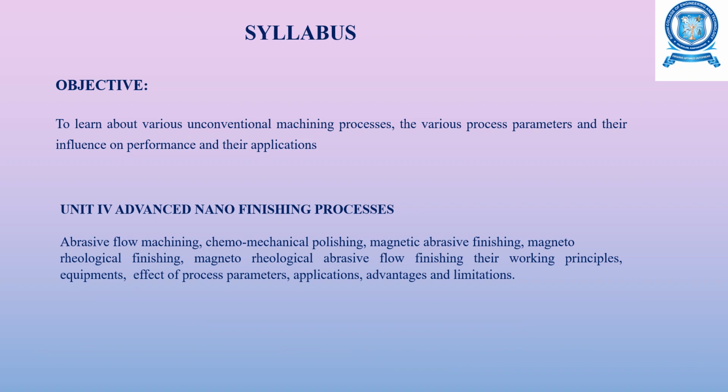So in unit 4, that is advanced nano finishing process, the students will be studying about abrasive flow machining, chemomechanical polishing, magnetic abrasive finishing, magnetorheological finishing, magnetorheological abrasive flow finishing, and their working principles, the equipments, and the effect of process parameters and applications, advantages, and limitations of advanced nano finishing processes.